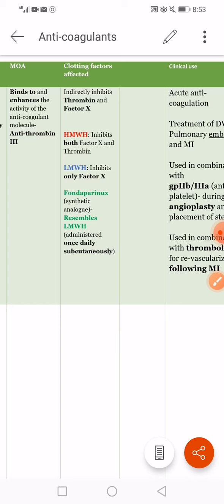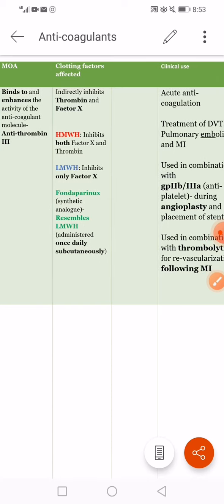So we need to compare the high molecular weight heparin and the low molecular weight heparin. The high molecular weight heparin, which is found in the unfractionated heparin, will inhibit both factor 10 as well as thrombin. These two factors will be affected by high molecular weight heparin, which is found naturally in unfractionated heparin.